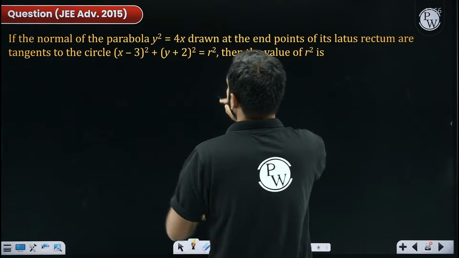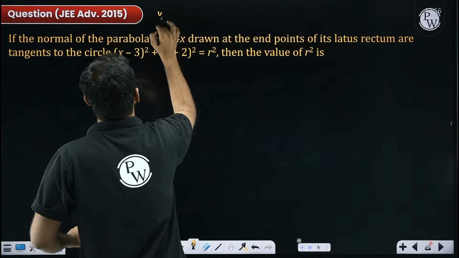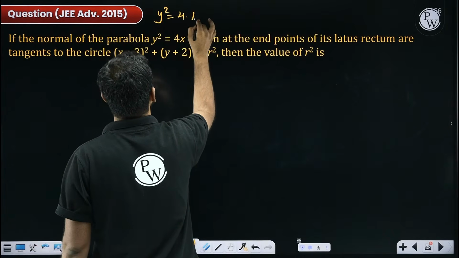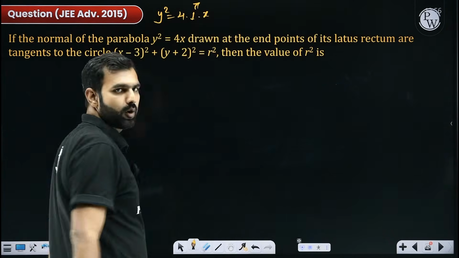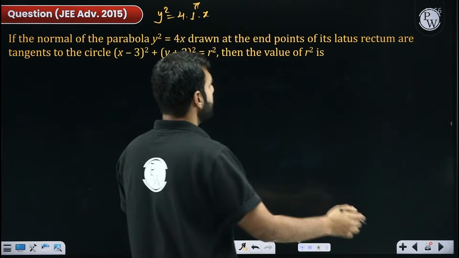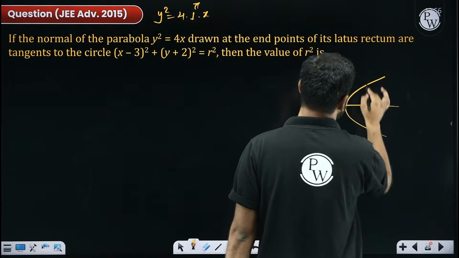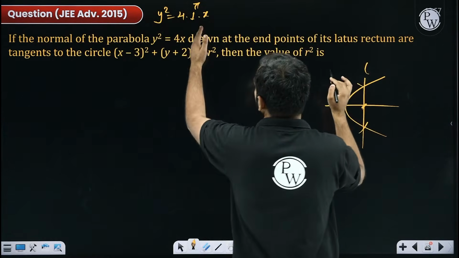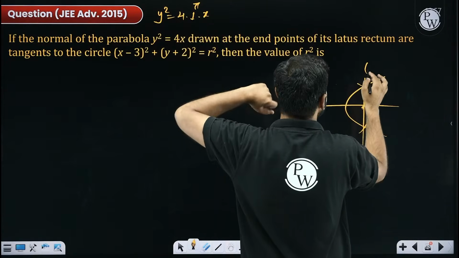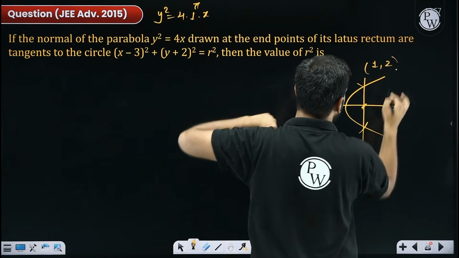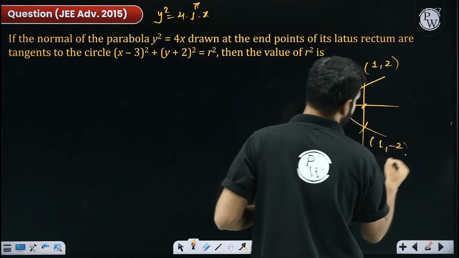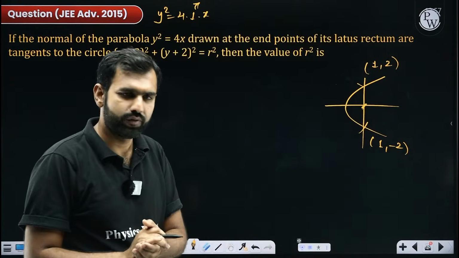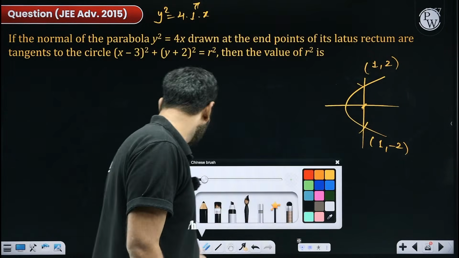So first of all, there is this parabola y square is equal to 4x. This is y square is equal to 4 into 1 into x. This is your focus, 1 comma 0, a standard parabola. With this focus, of course, you get the latus rectum. If you put 1 for x, 4 into 1 is 4, so you get y as 2 and minus 2. So 1 comma 2 and 1 comma minus 2 are the ends of the latus rectum. Everyone aware of this? Then what I do is I write the equation of the normal.